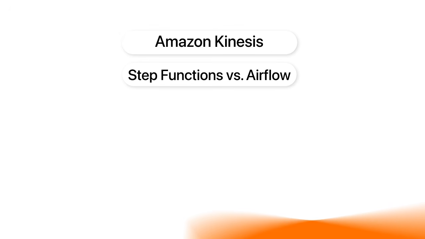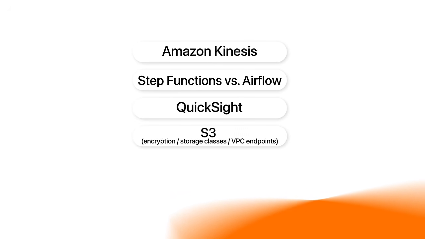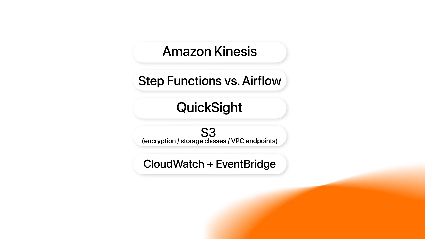Honorable mentions: Amazon Kinesis, Step Functions versus Apache Airflow. These trade-offs appear a lot. Also QuickSight, S3 basics, encryption, storage classes, VPC endpoints, plus CloudWatch and EventBridge for orchestration and monitoring.